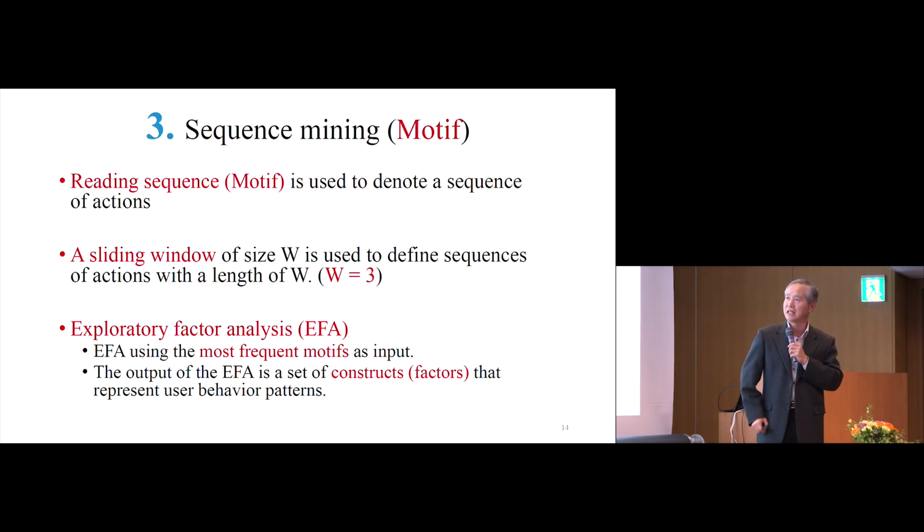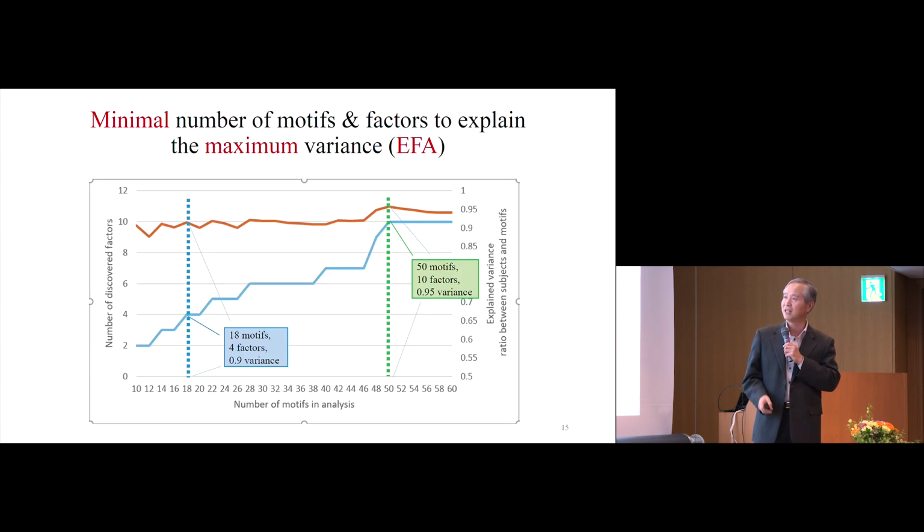The third method uses sequence mining. We define a reading sequence as a motif. A motif is like a gene sequence. So we take the sliding window as 3 instead of 100. In the previous case it was 100; here the sliding window is 3. And we use exploratory factor analysis. The idea is to use a minimum number of motifs and factors to explain the maximum variance.